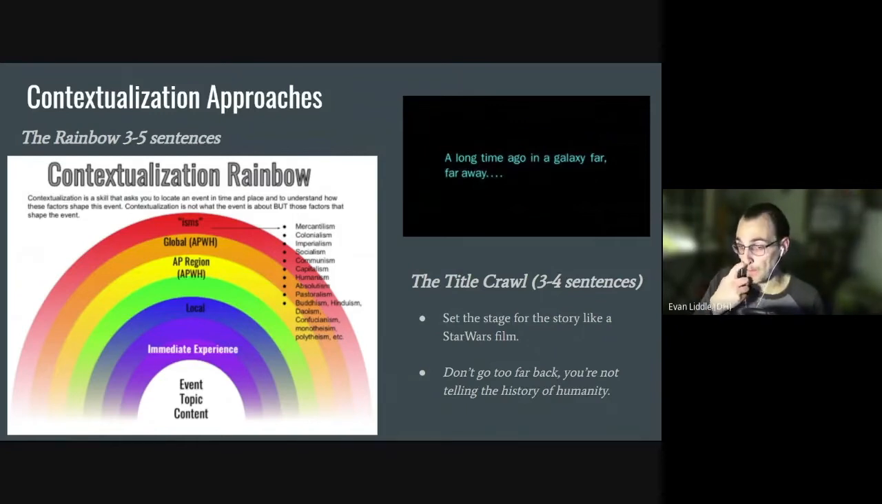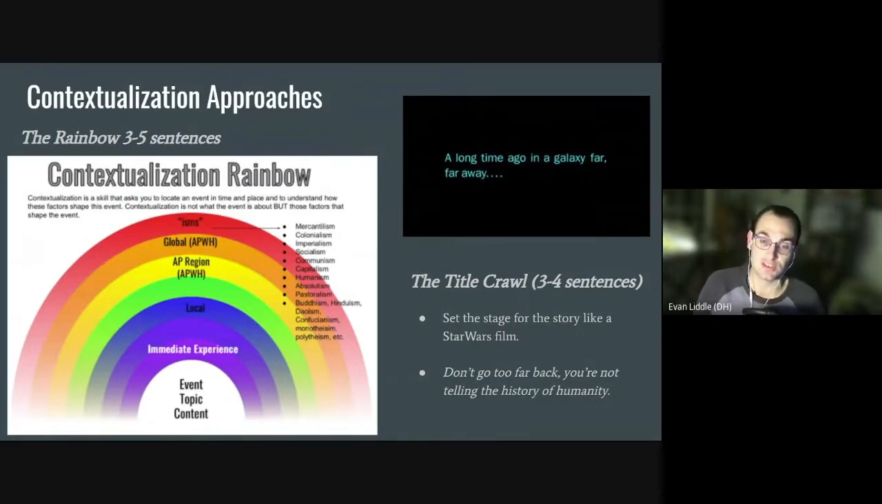For example, there's the rainbow concept of contextualization. That is a rainbow, various layers, large ideas, and then zooming down to specific events that are connected more directly to your topic. There's also something called the title crawl, because contextualization, much like the title crawl, sets the stage for a Star Wars film. Now, I like the title crawl because I am, in fact, a big Star Wars fan.